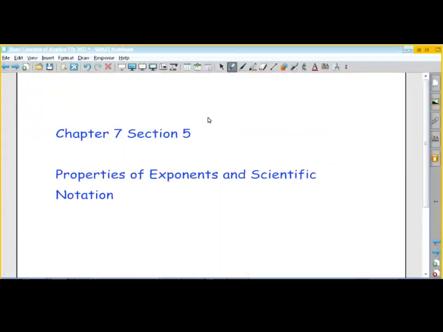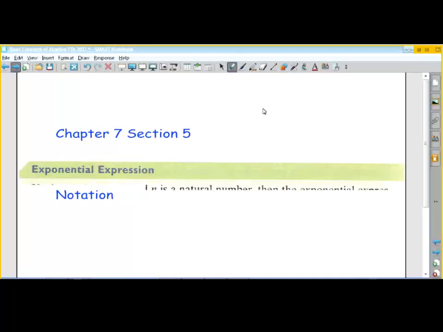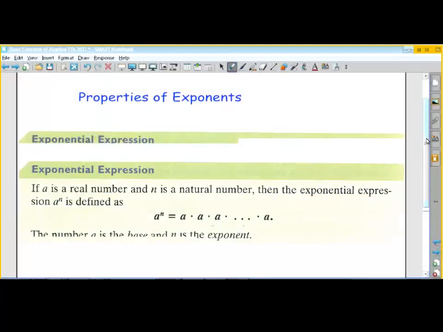So the last section we're going to talk about, which will be on the exam, but will not be on the final test, is properties of exponents and scientific notation. So what is an exponent, and what are the properties of exponents?